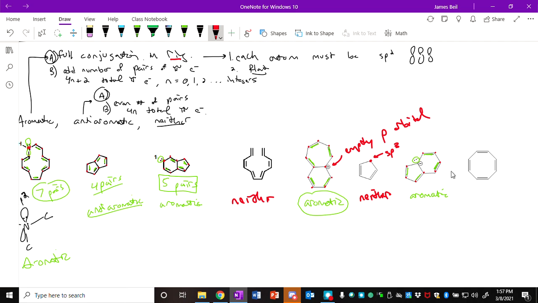So this last one, every carbon is sp2. It looks like we have full conjugation all the way around the ring. And we have 1, 2, 3, 4 pairs. So that's an even number of pairs. So normally if you have a fully conjugated ring with an even number of pairs of pi electrons, that would be anti-aromatic. But when we talked about this in lecture, we said it was neither.